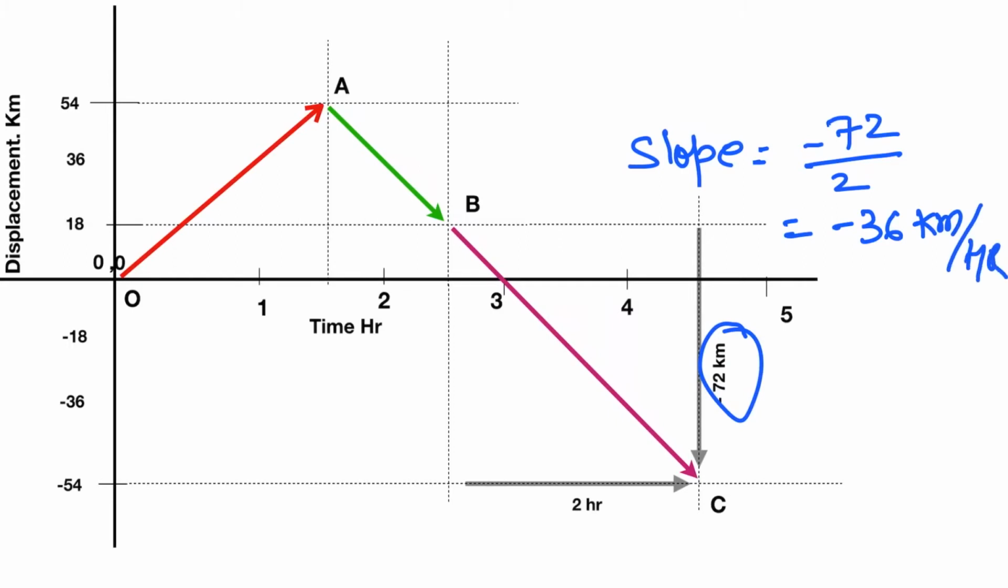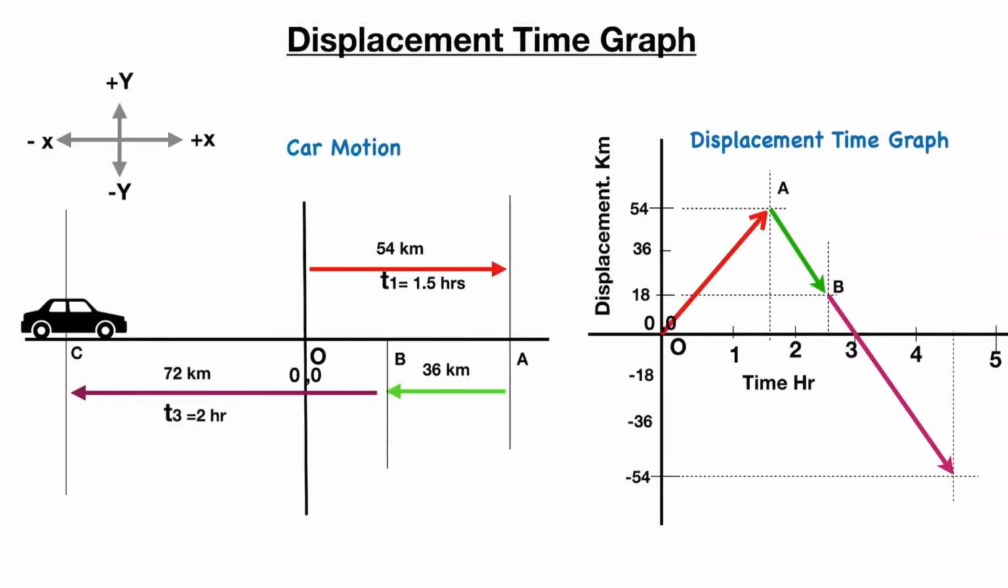Here line graph BC slants downward to the right and makes an angle with the positive x direction greater than 90. It means velocity is negative. The car is moving in the negative x direction. Okay. Let's see the last part of the motion of this car.